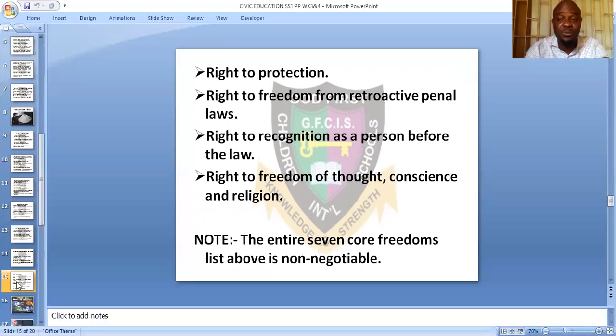And we need to look at the note part. It says that the entire seven core freedoms listed above are non-negotiable. It is non-negotiable in all countries of the world. So no country of the world can ever say they want to negotiate them. Like I was saying, all these seven core freedoms of UDHR are not negotiable. They cannot be taken away from any citizen.